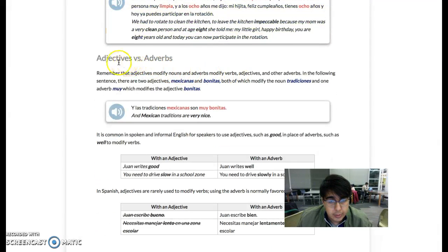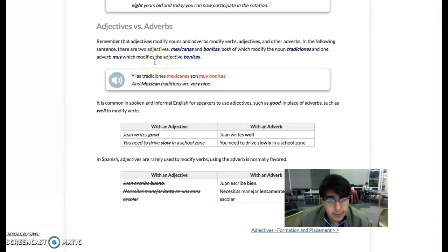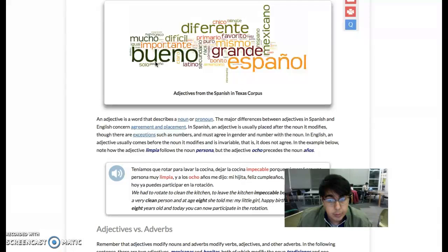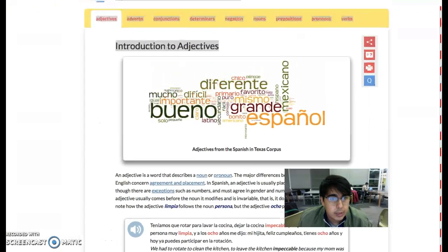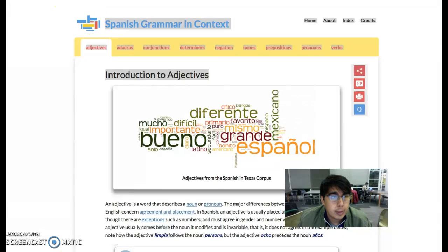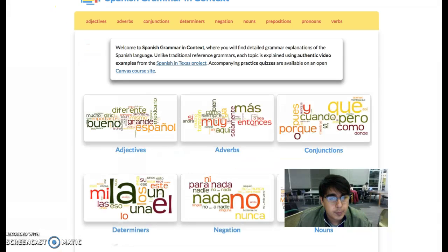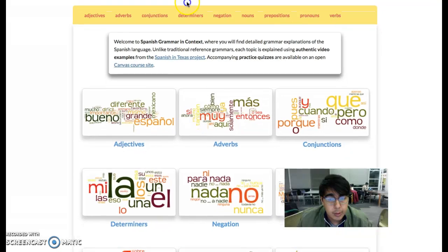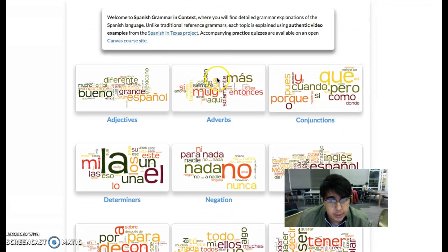I want you guys to take account and make sure to list off the differences between adjectives and adverbs, because this will come up later on in the semester, and I want you to be ready. We're going to go back to the home page, and it is your responsibility to go over adverbs and conjunctions, because we will be talking about them later on in the next class.